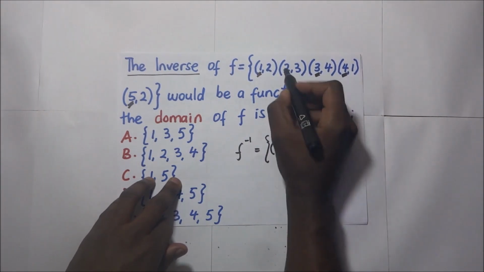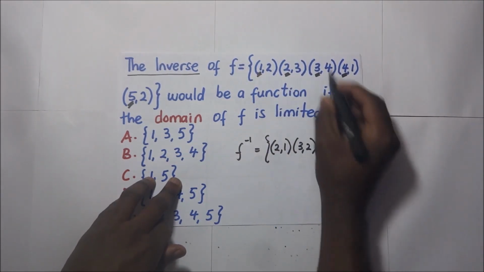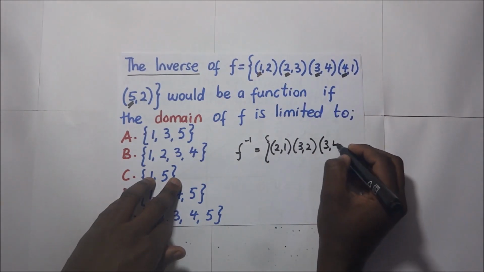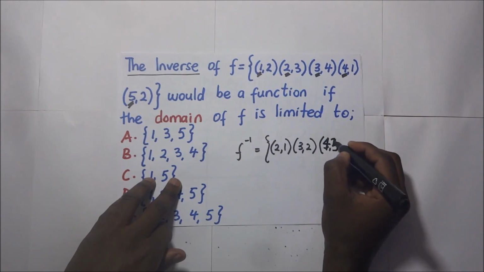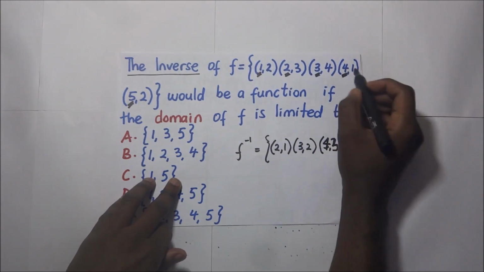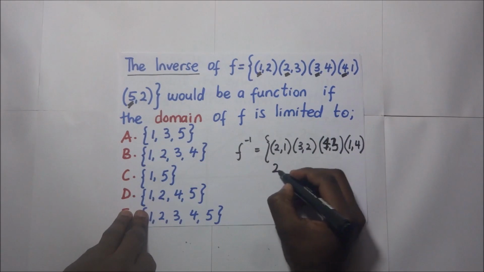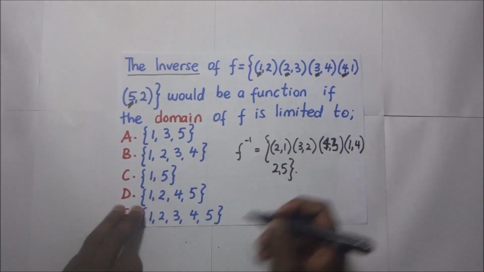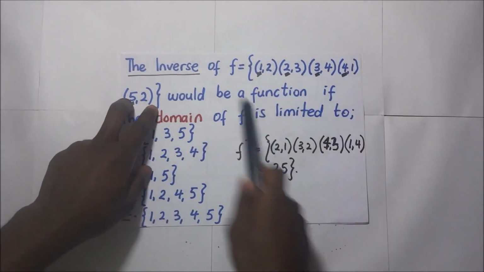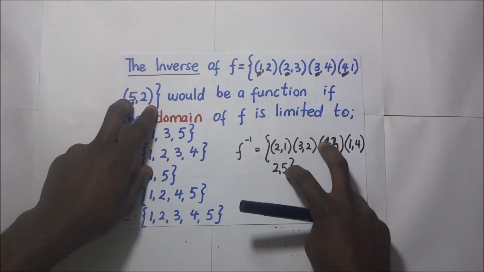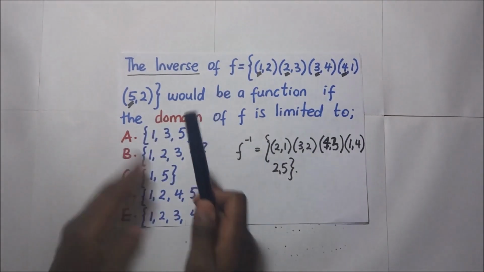Then this is 2 3, so the inverse here is 3 2. Then this is 3 4, meaning the reverse is 4 3. Then the reverse of 4 1 is 1 4. Then this is 5 2, the reverse is 2 5. So now the question is talking about the inverse of these ordered pairs, and they're telling us that this inverse would be a function if the domain of f is limited to a certain set of numbers.